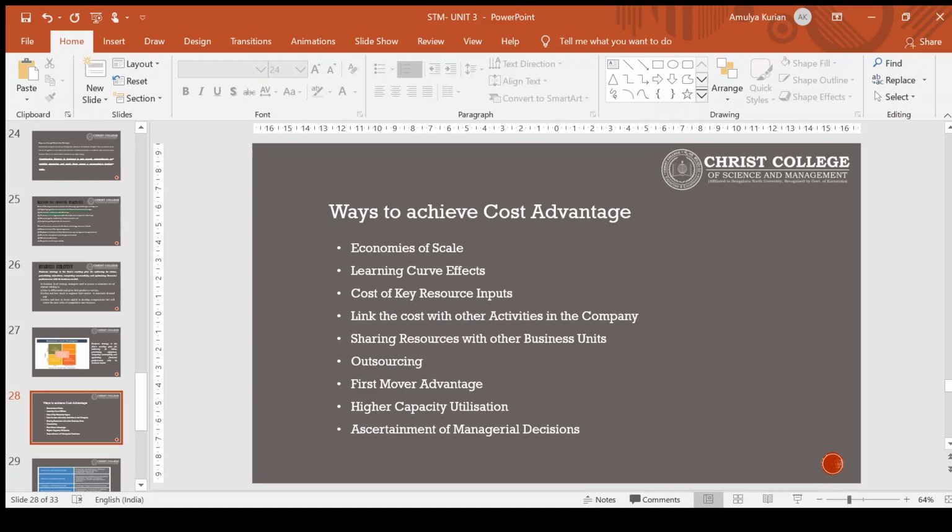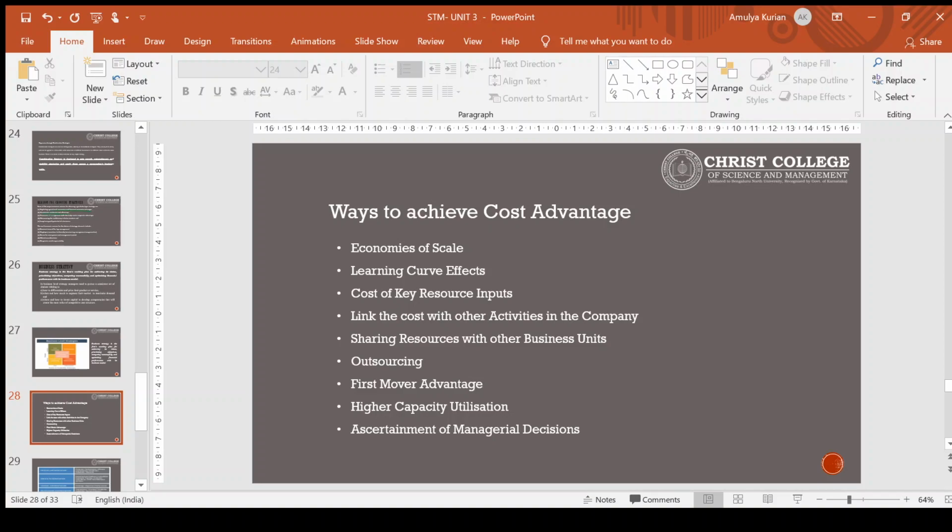Second one is learning curve effects. The benefit of learning curve arises from experience of the company in the activities like plant layout, product design, mastering new technology, and so on. Learning curve effects can be better explained through a proverb: practice makes a man perfect. And the third one, cost of key resource inputs. The prime resource input for manufacturing a product is raw material, and the second one is labor. If you're able to reduce your raw material cost as well as your labor cost, you will be able to reduce your input price or resource inputs, which will come to about 40% of your cost associated with the production.